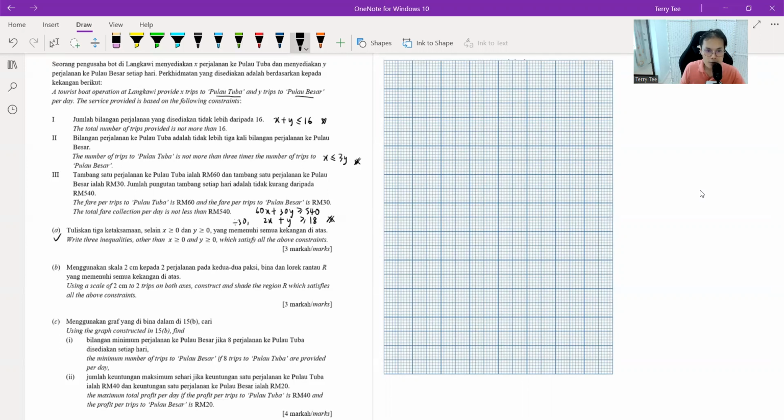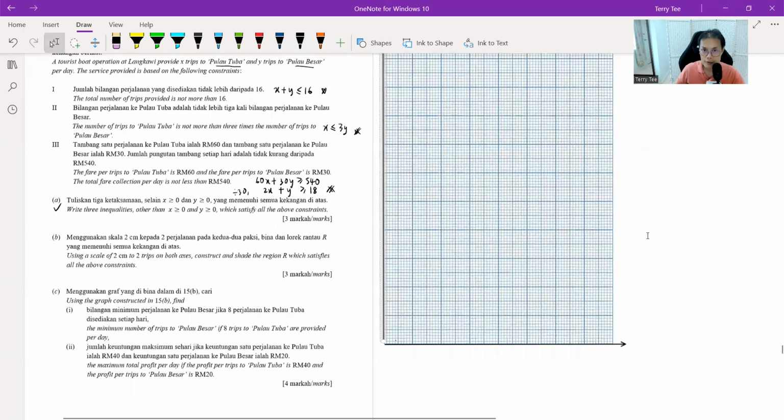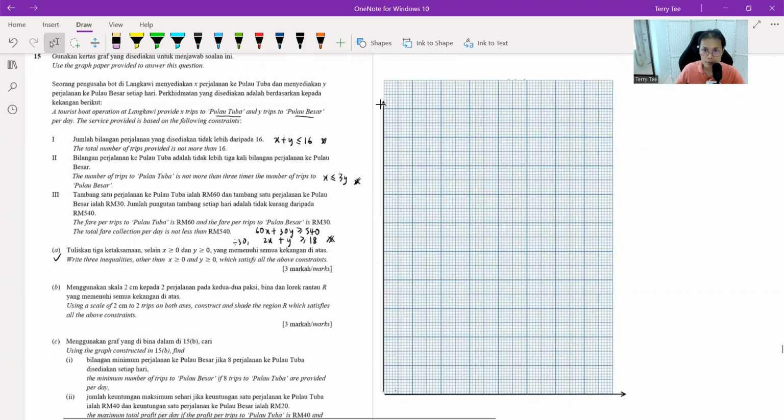Okay, part B. Using the scale 2 cm per 2 trips on both axes, construct and shade a region which satisfies all the constraints above. Okay, so first I'm going to draw my horizontal axis. Let me adjust it. Okay, I need to move this a bit lower. All right, it looks like that. Okay, draw a vertical axis. This is my y-axis. Oops, not too high. I think here is sufficient. I don't have to draw too high up. I don't think we need even up to here. I think this is sufficient.